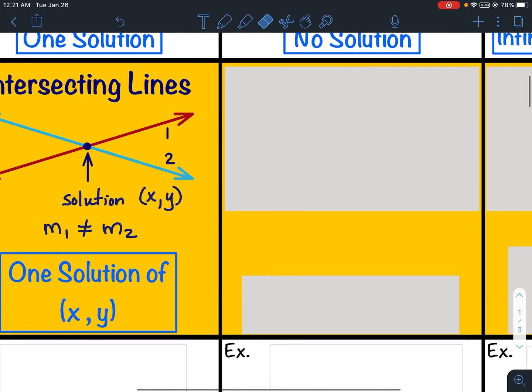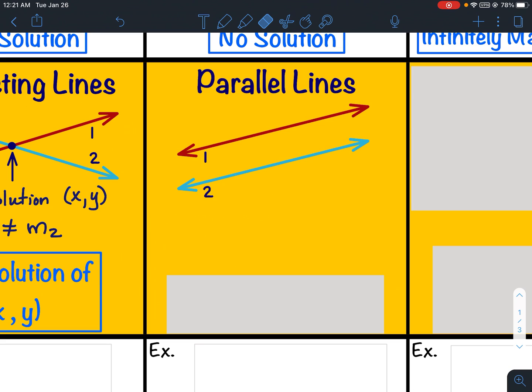All right. The next type of lines are parallel lines. So go ahead, pause your video, write parallel lines, draw two lines that are parallel, label one 1 and the other one 2. All right, for parallel lines, the key to knowing parallel lines is the fact that the slope of line 1 will equal the slope of line 2. Their slopes will be equal.